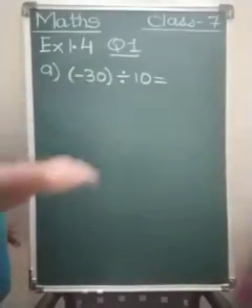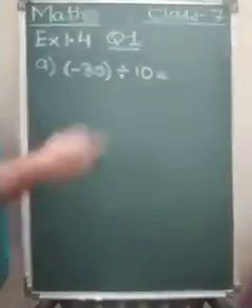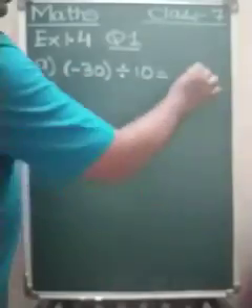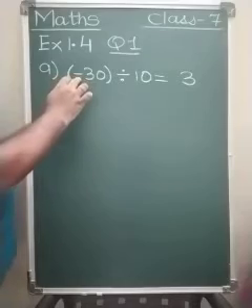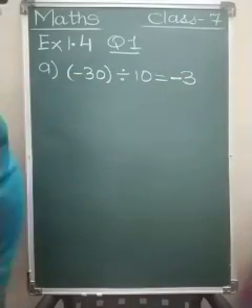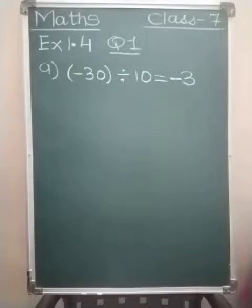Here there is no question of bigger number, smaller number. It is only for addition and subtraction. So minus 30 divided by 10. 30 divided by 10, we get the answer 3. And since one of the integers is negative, we will get a negative sign here. So minus 30 divided by 10, the answer is minus 3.